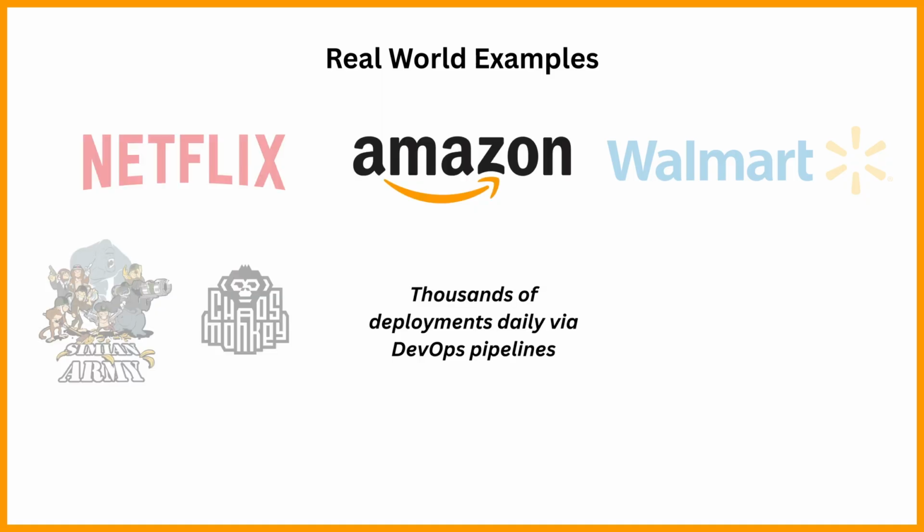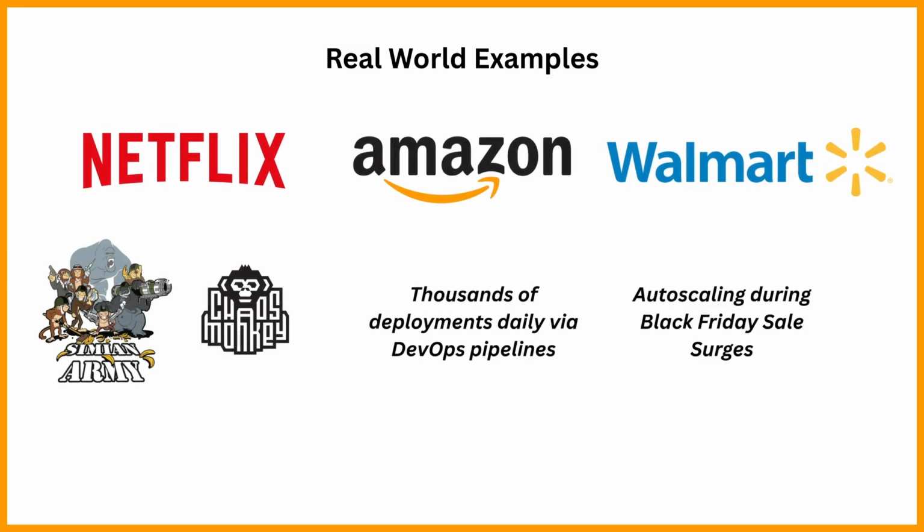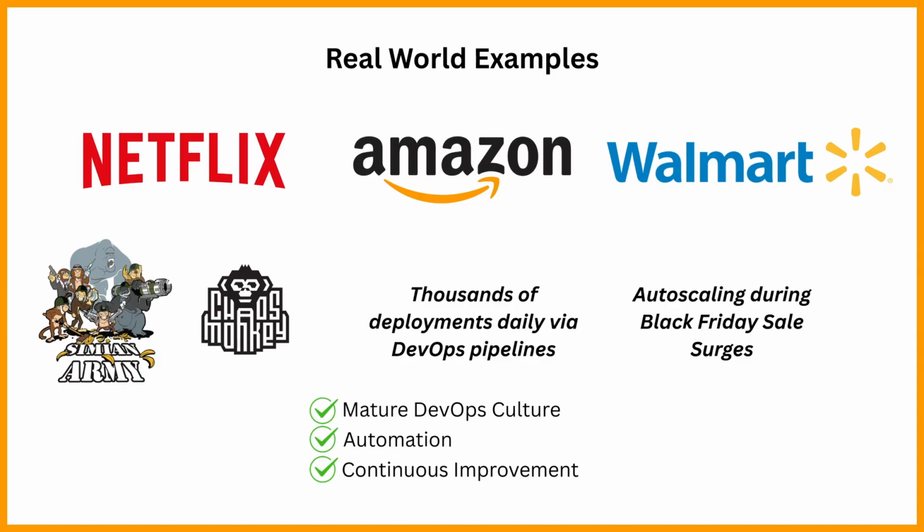Amazon, on the other hand, deploys thousands of changes every day across its global infrastructure using highly automated DevOps pipelines. Walmart uses DevOps to handle massive seasonal traffic surges like Black Friday without downtime. This level of speed, reliability, and innovation is only possible with a mature DevOps culture, one that prioritizes automation, continuous improvement, and a willingness to experiment. Even if you are not building the next Netflix, these principles can be applied at any scale. Start small, automate what you can, and build a culture that supports learning and adaptability.